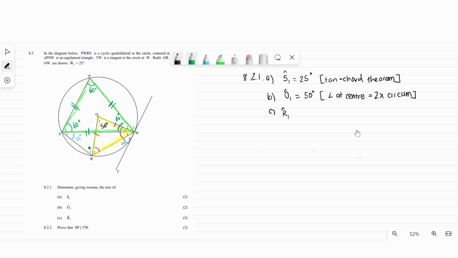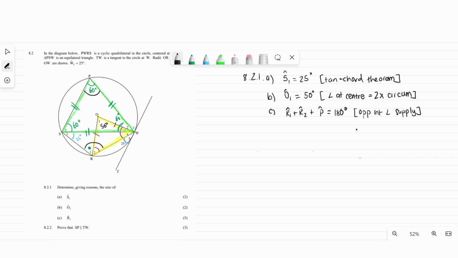We know the fact that R1 plus R2, right? Then plus P is equal to 180 degrees. And the reason for that is what? Opposite angles of a cyclic quad are supplementary. So let me write that down. R1 plus R2 plus angle P is equal to 180 degrees, because opposite angles of a cyclic quad are supplementary. So this will be your reason, right?